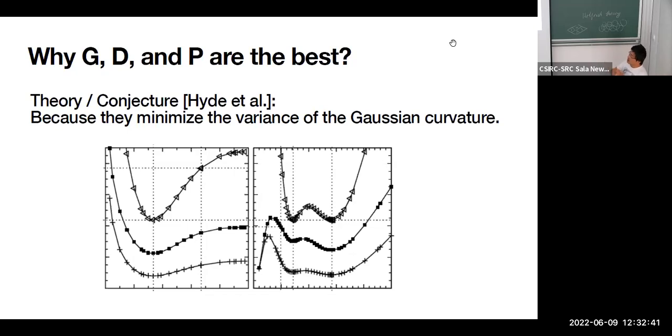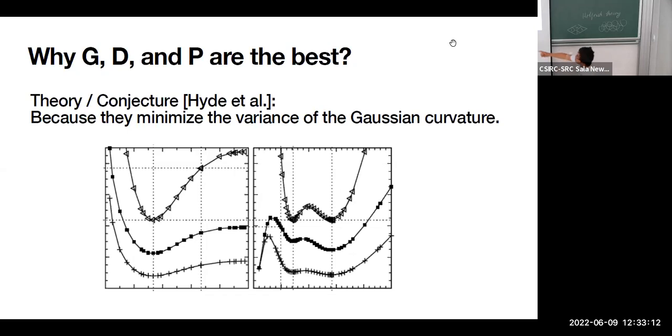But anyway, they guessed that the variance of Gaussian curvature would play a role. So they tested all the examples that they know. For example, this is a test of the rhombohedral gyroid and the rhombohedral P and D surfaces. And they see that, indeed, the three surfaces are minimizers of the variance of Gaussian curvature.